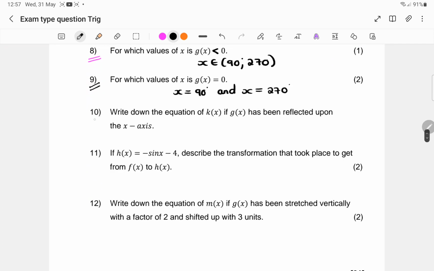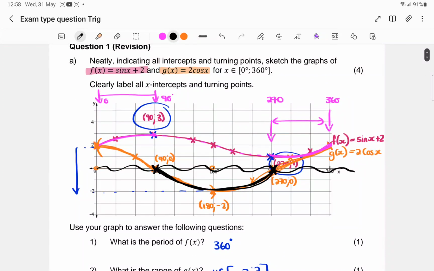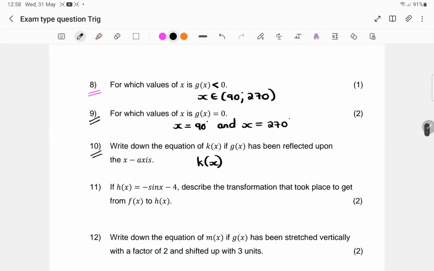Okay. Number 10, write down the equation of k of x. So they're just asking you to write down another equation for another graph. Let's call it k. It could have been m, it could have been l. They called it k. If g of x has been reflected upon the x-axis. So I like to always write the original first, before I start. G of x is equal to 2 cos x.